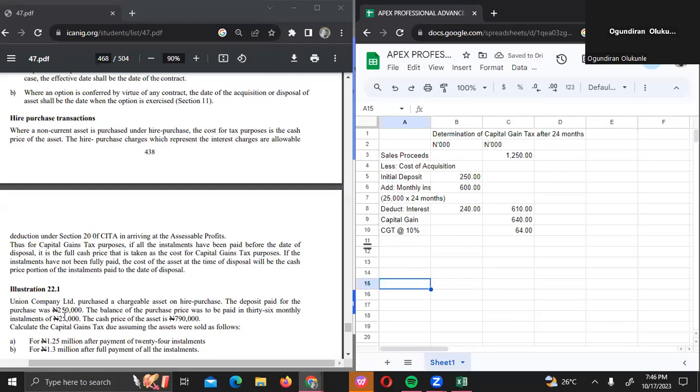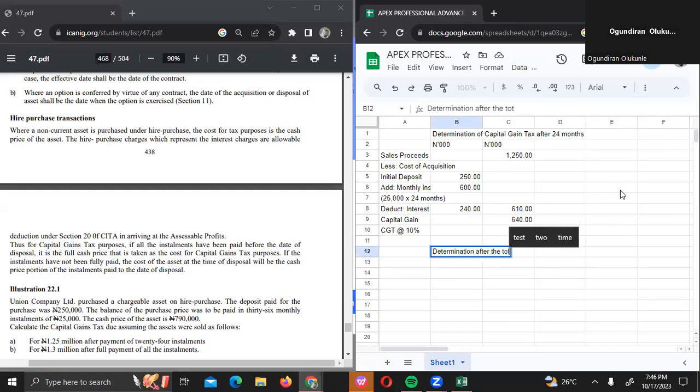Yes. So let's solve the second issue. If you're selling it for 1.3 million after the total installment. Determination after the total payment is paid.